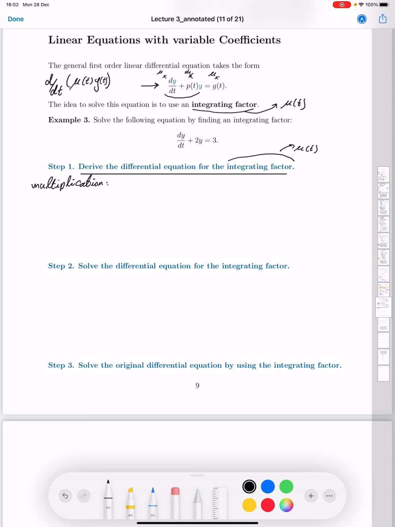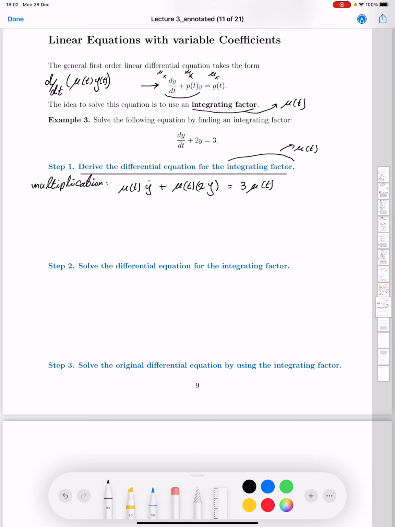So if you do that, you will see that we will get, let me simplify it by just writing, y dot plus mu of t times 2y equals 3 times mu of t. So nothing special here, just multiplication. Now, again, the idea is to make this equal to d/dt of mu times y.